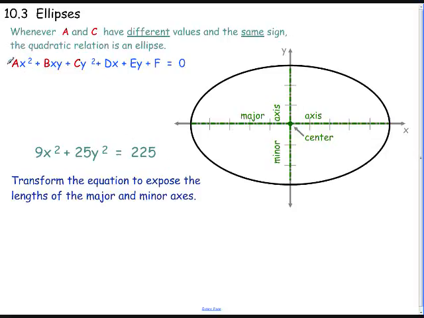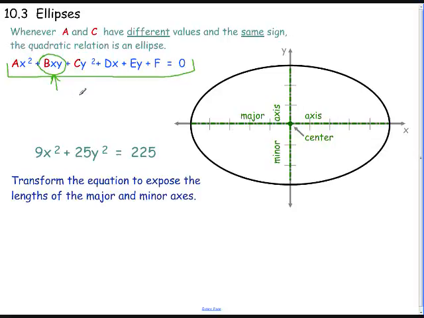This is a general formula for quadratics. We've got an x squared, we've got a y squared, we've got an x to the first power, a y to the first power, and we have a constant. It's been set all to 0, so it's in a standard form. You'll notice we also have an xy.